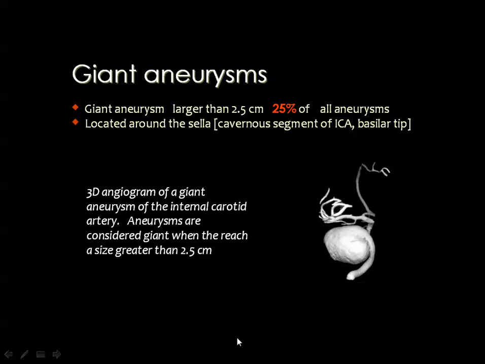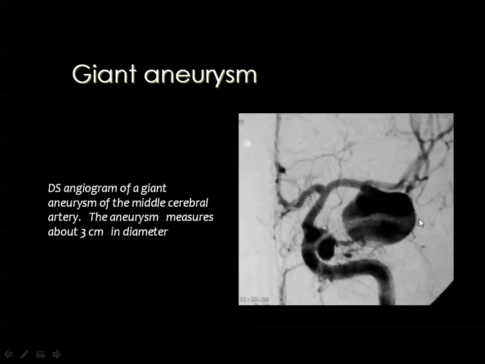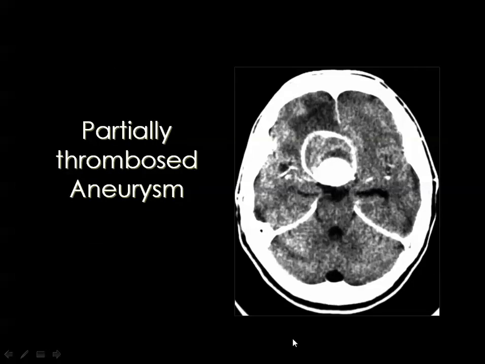Then a giant aneurysm is, by definition, an aneurysm which is more than 2.5 centimeters in diameter. The incidence is about 25% of all types of aneurysms. And these giant aneurysms are usually located supratentorially. Whenever you see an aneurysm which is larger than 2.5 centimeters in diameter, you consider it a giant aneurysm. And of course, these giant aneurysms are more liable to rupture than the smaller ones. And whenever the aneurysm is giant, it is liable to internal thrombosis.